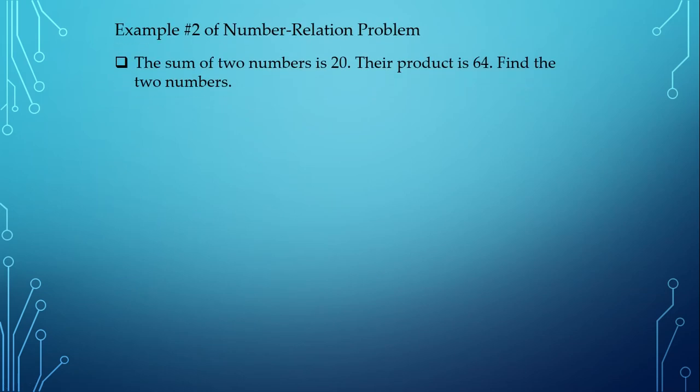Next, example number 2 of number relation problem. The sum of two numbers is 20. Their product is 64. Find the two numbers. Like po yun siyang statement as compared sa number 1 sa number relation. Balik tayo sa first statement. The sum of two numbers is 20. Their product is 64. Find the two numbers. Kung saan siya pag-represent, sir?